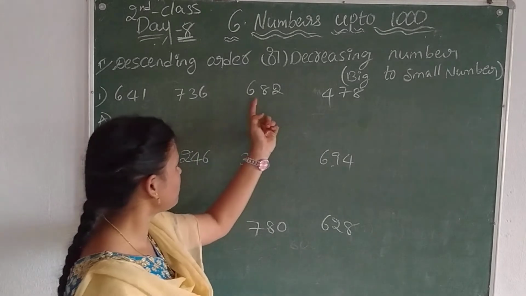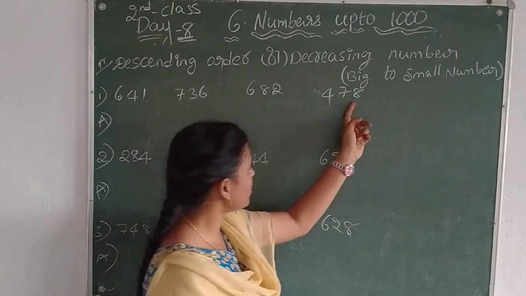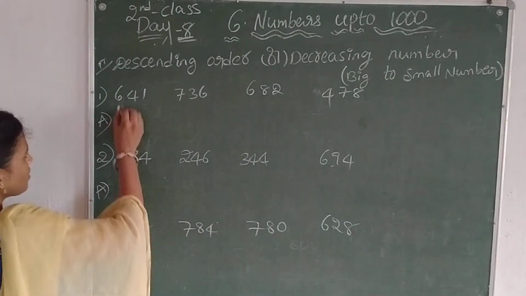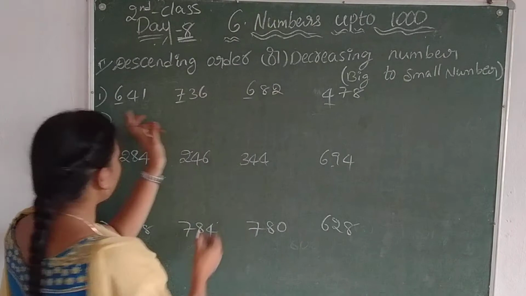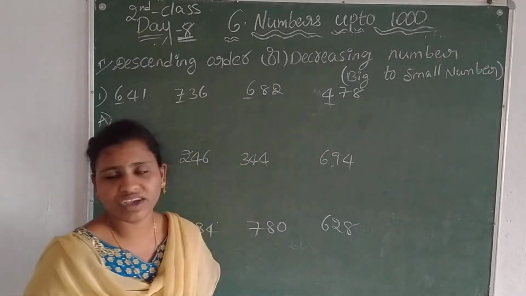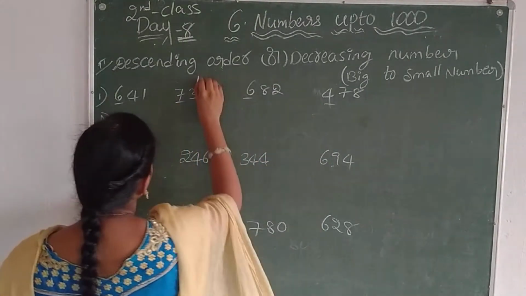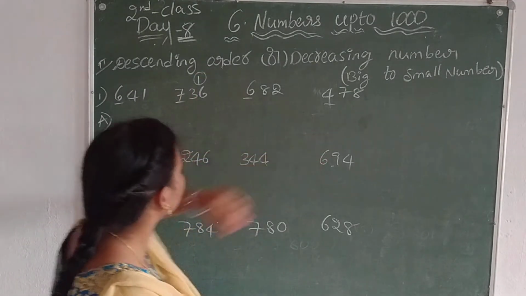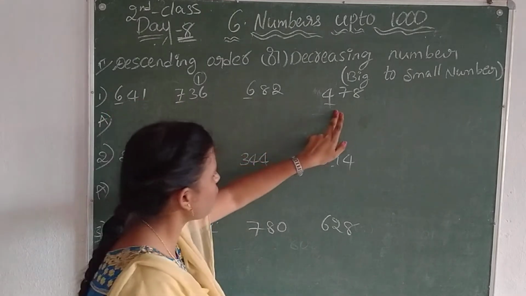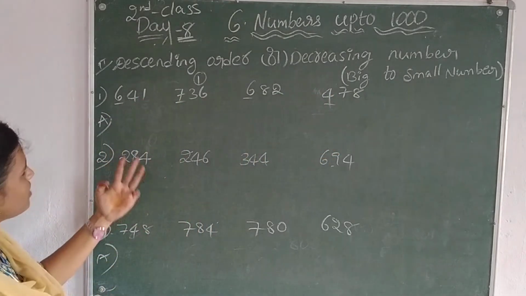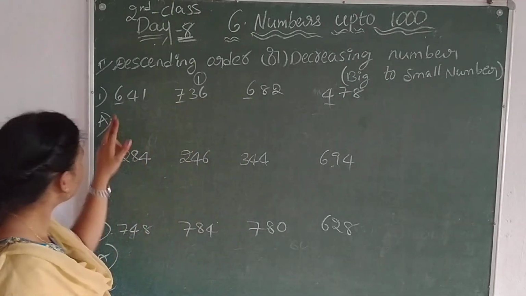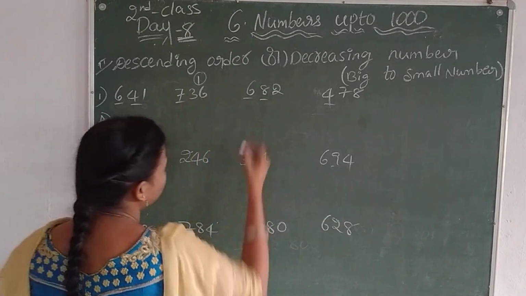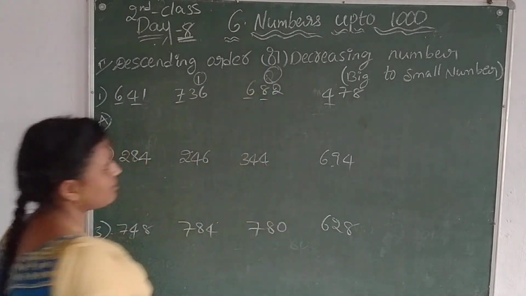641, 736, 682, 478. Check the left side first digit. Left side first digits are 6, 7, 6, 4. Which is a big number? This is the big number because 7 is a big number. Let's see 6, 6, 4. We have 3 numbers, and here 2 are the same. That's why take the second digit, that is 4 and 8. Which is big? This one is big, circle.